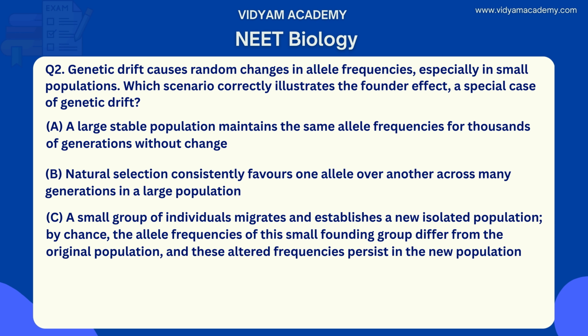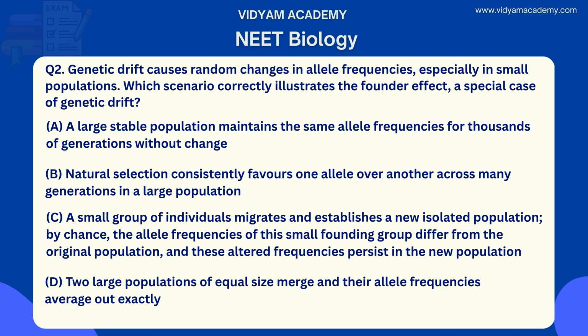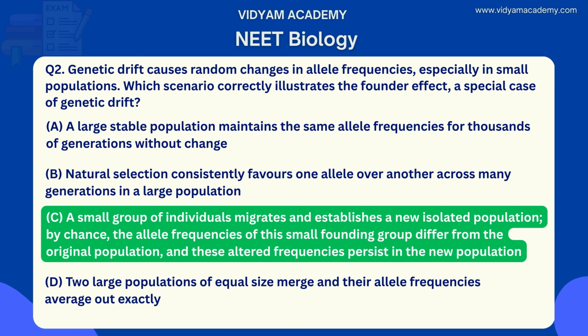The allele frequencies of this small founding group differ from the original population, and these altered frequencies persist in the new population. Option D. Two large populations of equal size merge and their allele frequencies average out exactly. Would you guess the right answer for this question? The right answer to this question is option C.